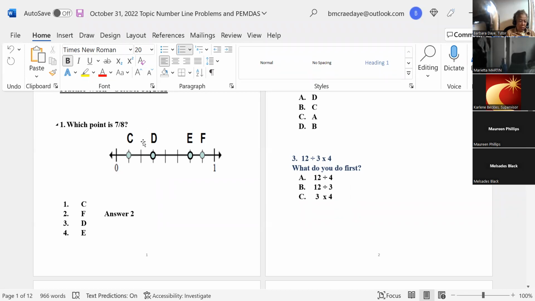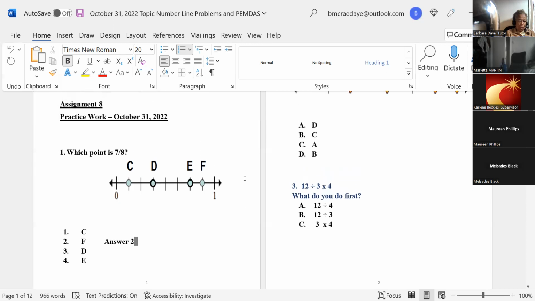So 1/8, 2/8, 3/8, 4/8, 5/8, 6/8, 7/8, and then 8/8, which is 1. So if you have 7 markings, then you have 8 distances here, and you can see them: 1, 2, 3, 4, 5, 6, 7, 8. Is that how you figured it out? Yes, miss. Okay, so answer 2. All right, let's go to number 2.